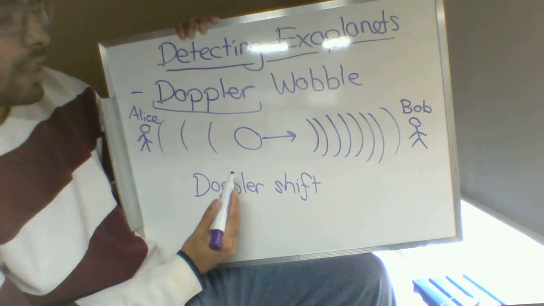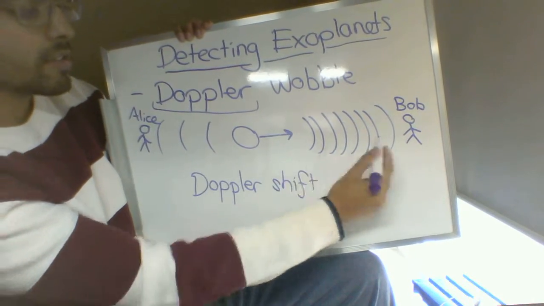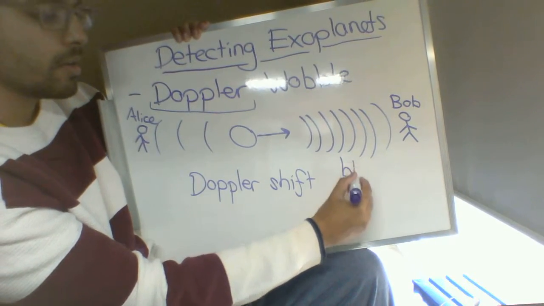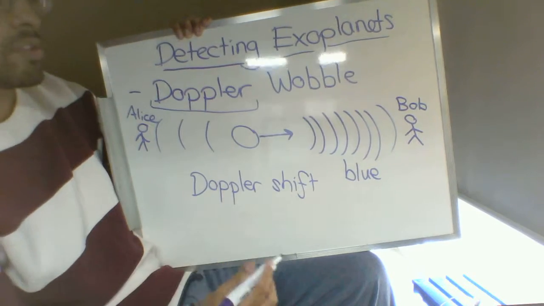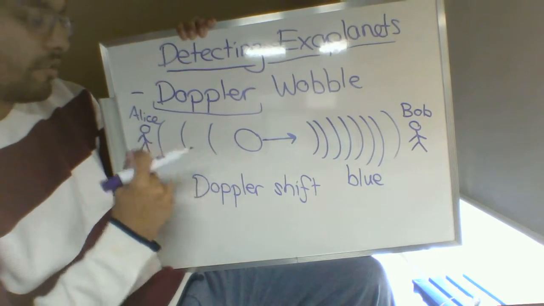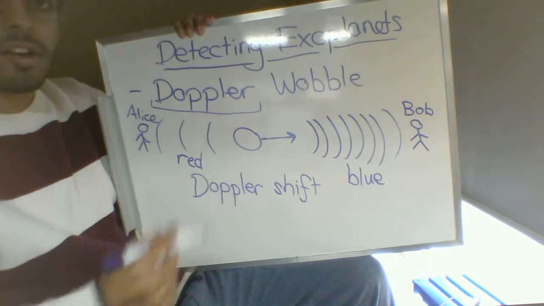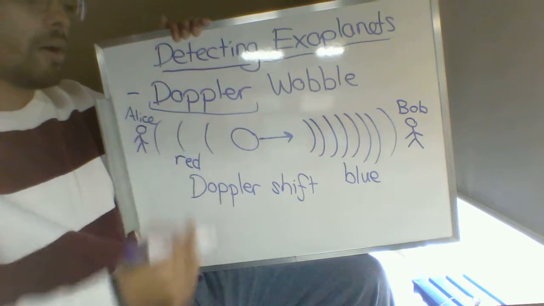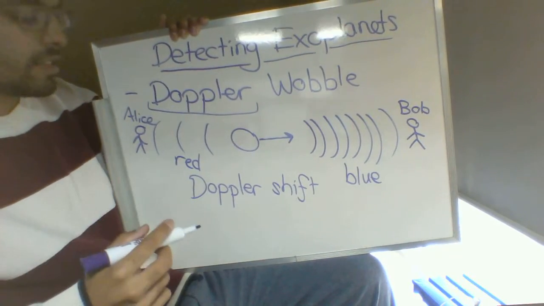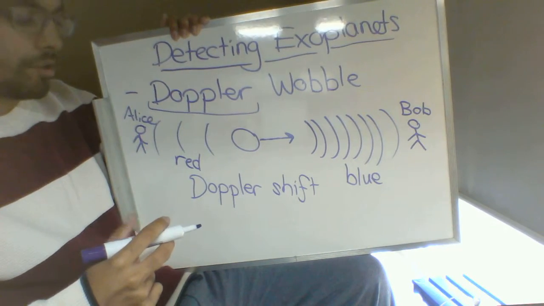So if our star is moving in the direction of Bob, these light rays, because they're more squished together, appear bluer. And this is called a blue shift. For Alice, it's on the other end of the rainbow. They look redder. So maybe the star itself is actually yellow, but when Bob takes a picture of it from one side, it looks blue. And when Alice takes a picture from the other side, it looks red. And this is called the Doppler shift.